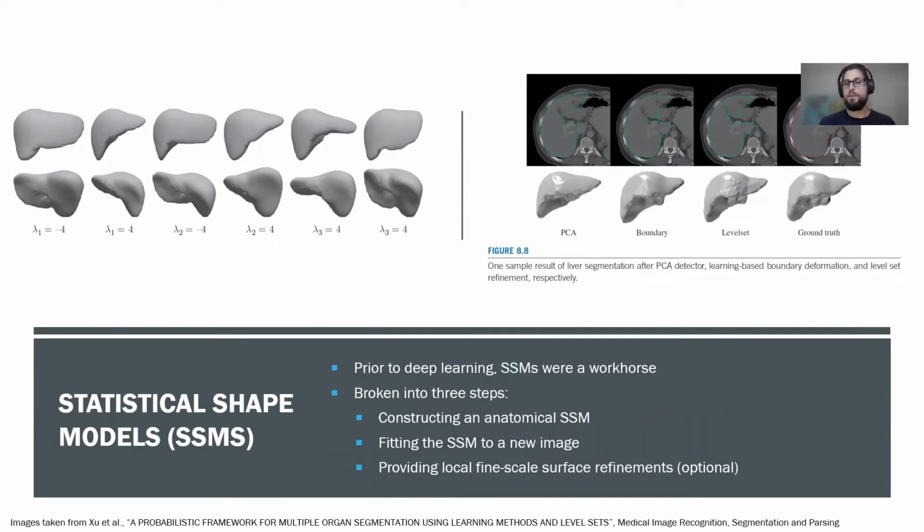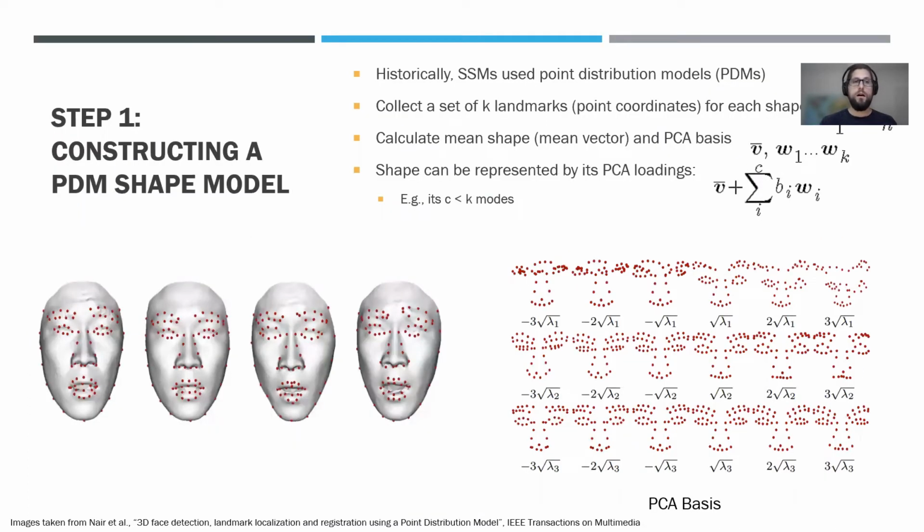And then finally, there will be some details that may not be captured by the statistical shape model, so they may perform some local fine scale surface refinements to correct that. Those are the three core components of classic statistical shape models. Let's go into each in a bit of detail. The first core part is constructing that shape model. Historically, statistical shape models use something called point distribution models. There were other approaches used, but PDMs were by far the most dominant approach.